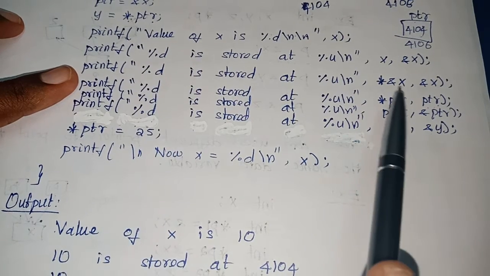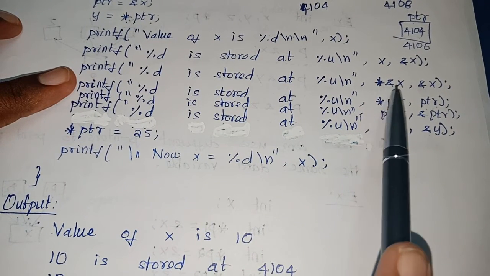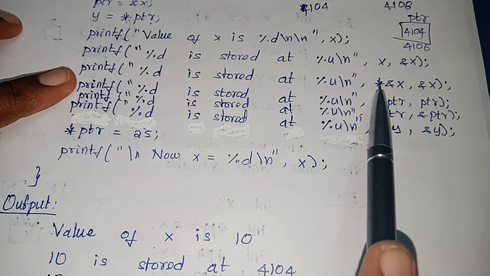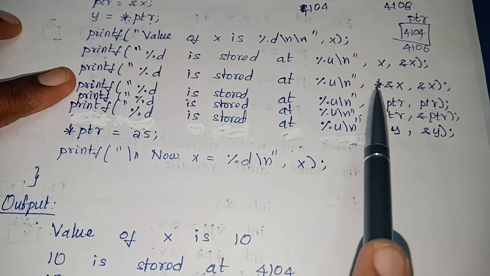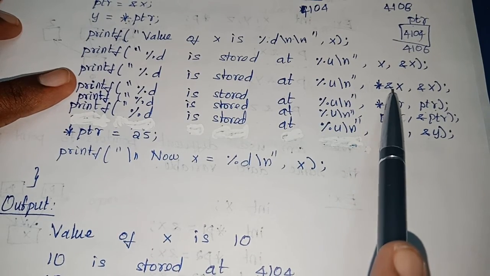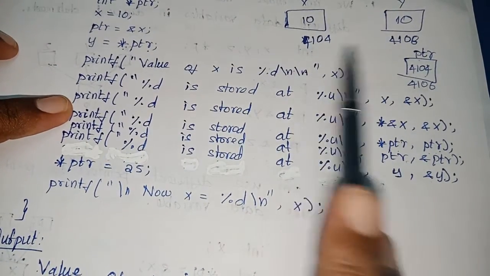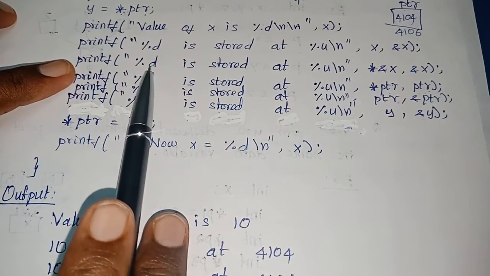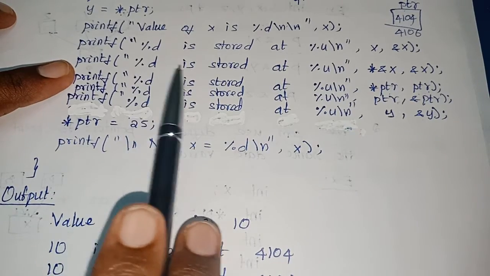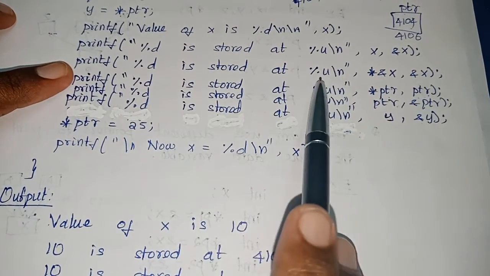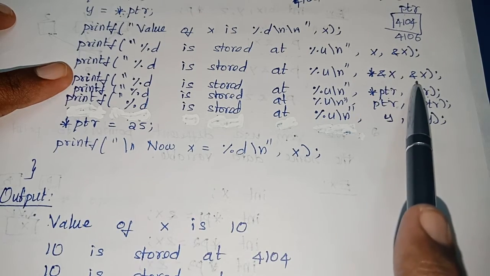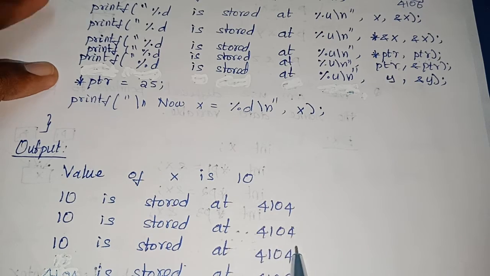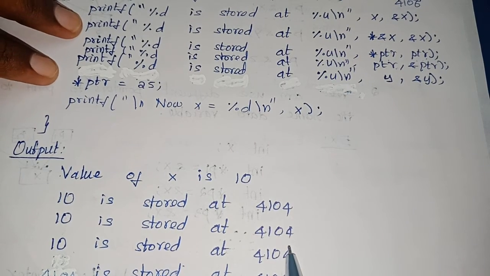Next, third printf statement. &%d. What is %d? Star, and this address operator collects the address of x, and this dereferencing operator collects the value in that particular address. What is the address of x? 4104. And it goes and collects the value 10. So the value 10 will be printed in this place. So 10 is stored at, what is %u? Unsigned integer, &x, so the address of x. So 10 is stored at address of x, which is 4104. So we have finished the third printf.